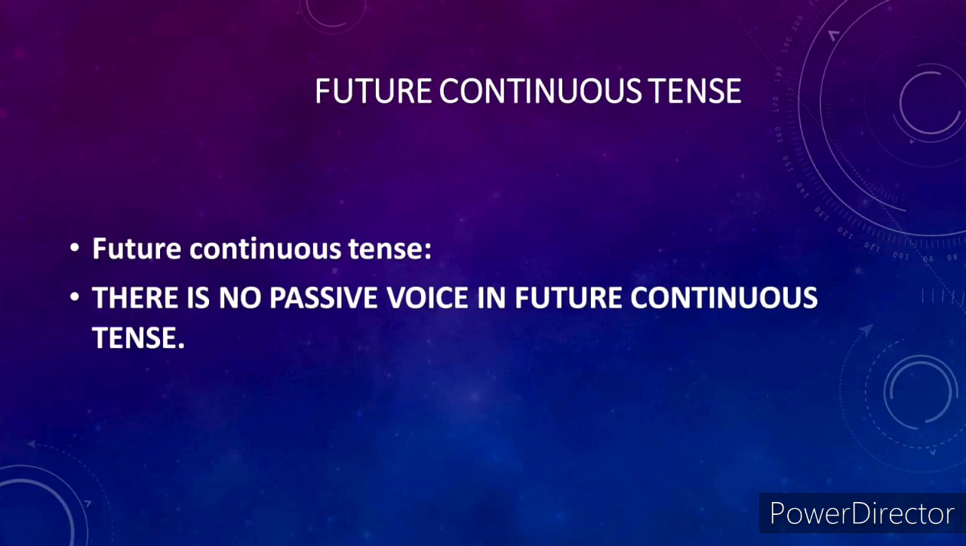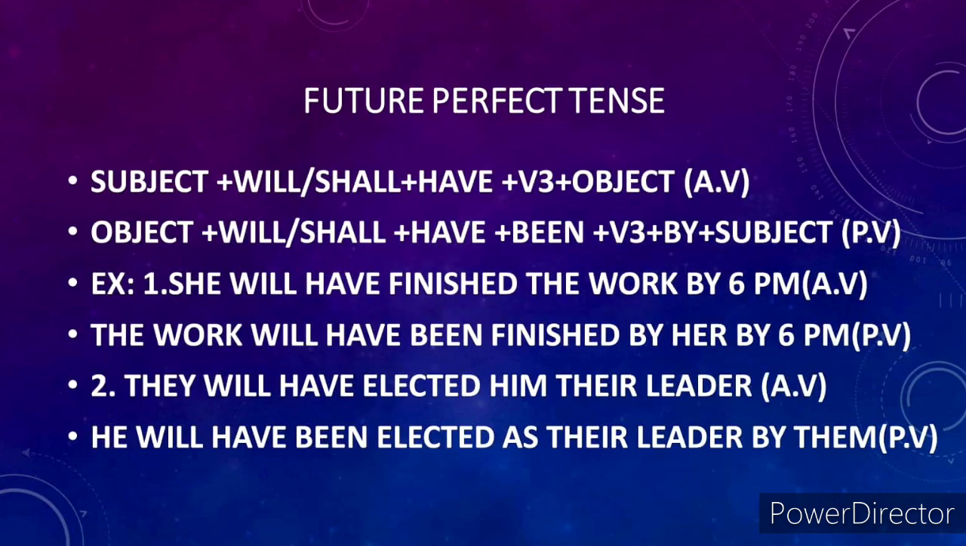Future continuous tense. There is no passive voice in future continuous tense. Future perfect tense. Structure: subject plus will or shall plus have plus V3 plus object. It's an active voice structure. Object plus will or shall plus have plus been plus V3 plus by plus subject. It's a passive voice structure. For example, she will have finished the work by 6 p.m. It's an active voice. Here she is the subject, will have is will or shall plus have plus V3 plus object. Finish is the V3 form, the work is the object, active voice. Then change into passive voice.